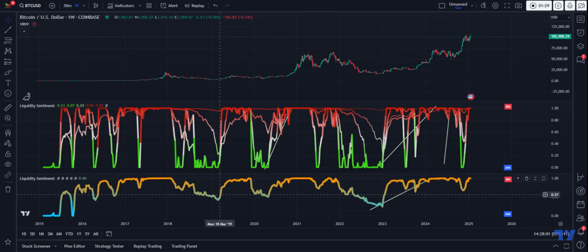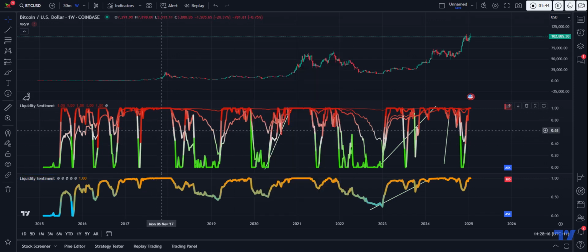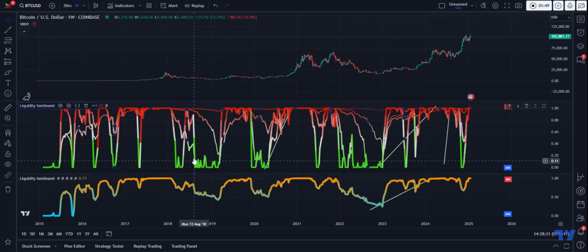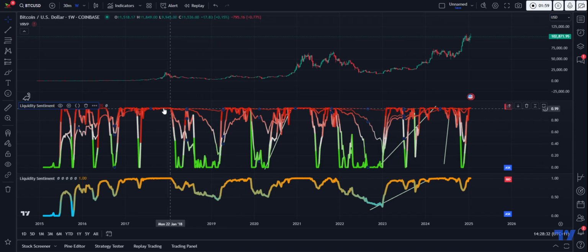So just quickly, we can see various things here in our liquidity indicator. This is the average. This is both the same one, but here I've clicked on just the average time layer. It's in the center. If I've clicked off the all time layer lines, the all time layer lines is this one here. These lines are, the thickest line is the closest liquidity, and that's I think 8 periods, and the furthest away is the average from now to 500 time periods away. So this is 500 weeks I'm looking at here.